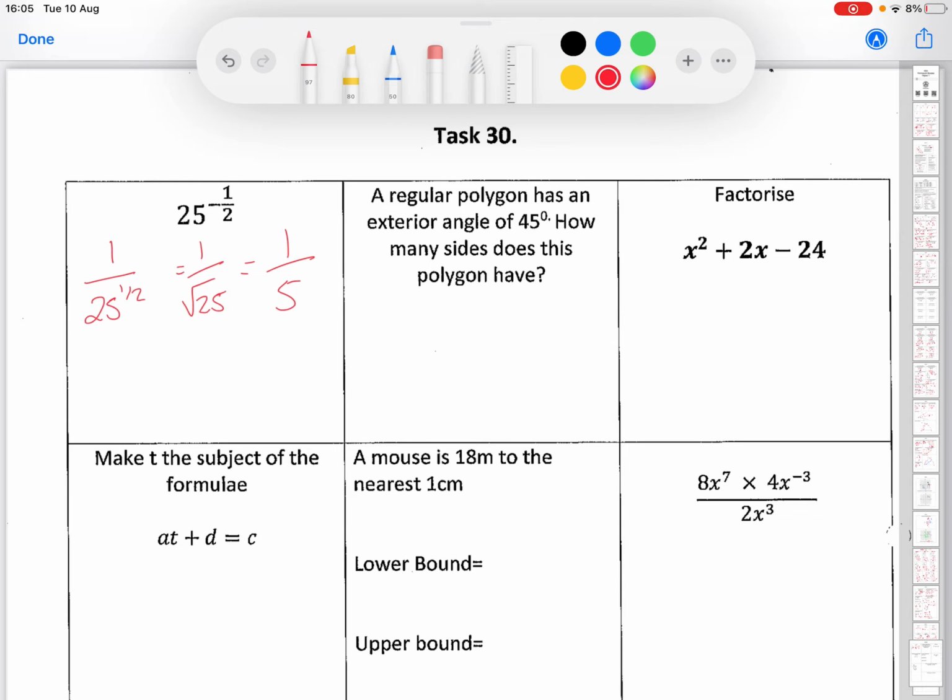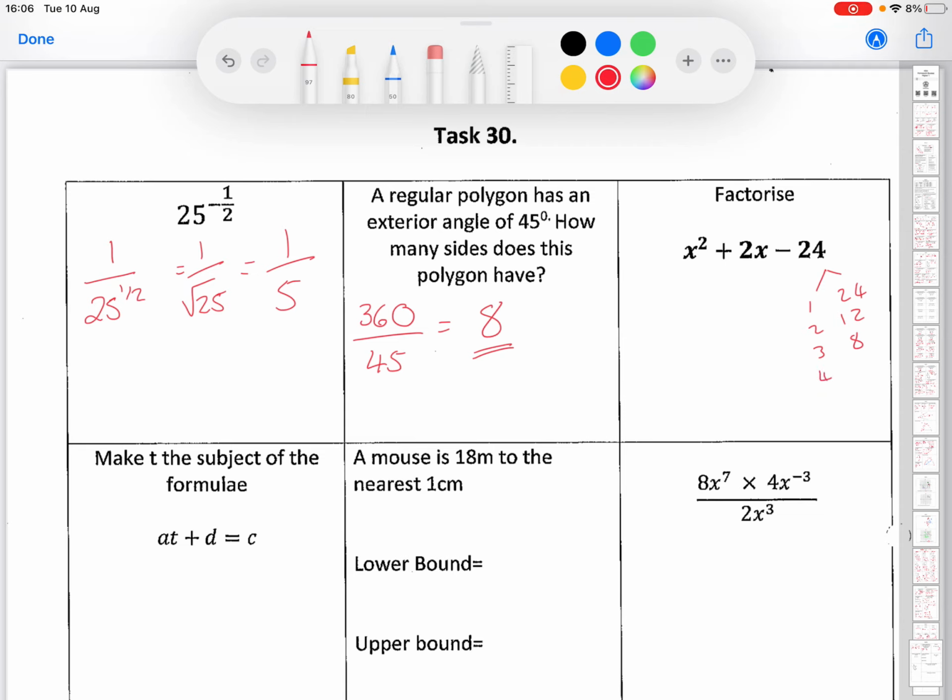Okay, next one. We've got a regular polygon that has an exterior angle of 45. How many sides does it have? So we know to find an exterior angle, we just do 360 divided by the number of sides. So if I do 360 divided by 45, that gives me 8. So we know it is an 8-sided shape. It is an octagon.